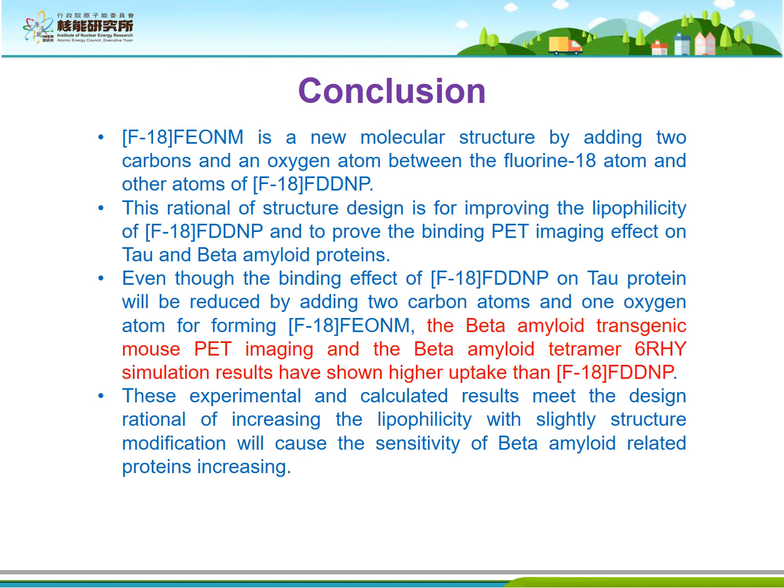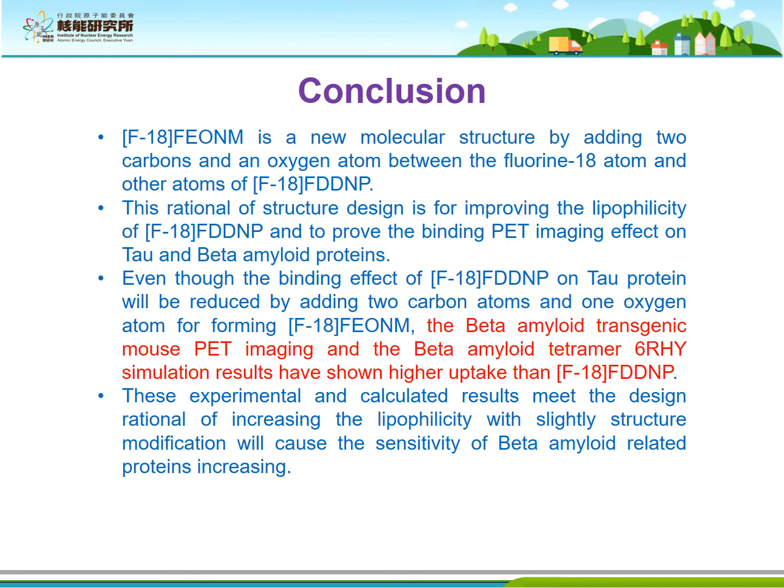Fluorine-18 Feonm is a new molecular structure by adding two carbons and an oxygen atom between the fluorine-18 atom and other atoms of fluorine-18 FDDMP. This rationale of structural design is for improving the lipophilicity of fluorine-18 FDDMP and to improve the binding PET imaging effect on tau and beta-amyloid proteins.